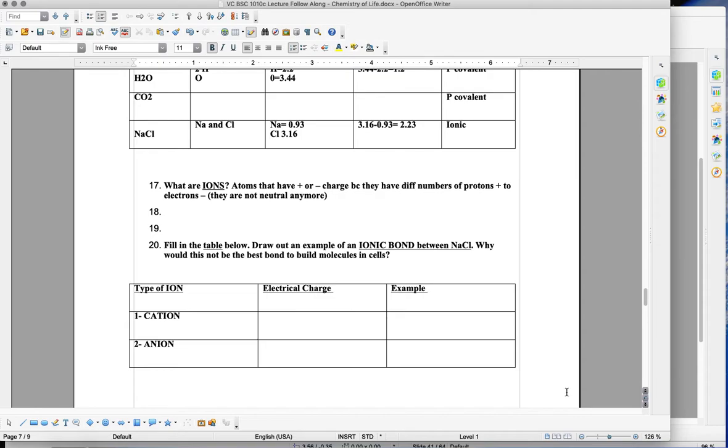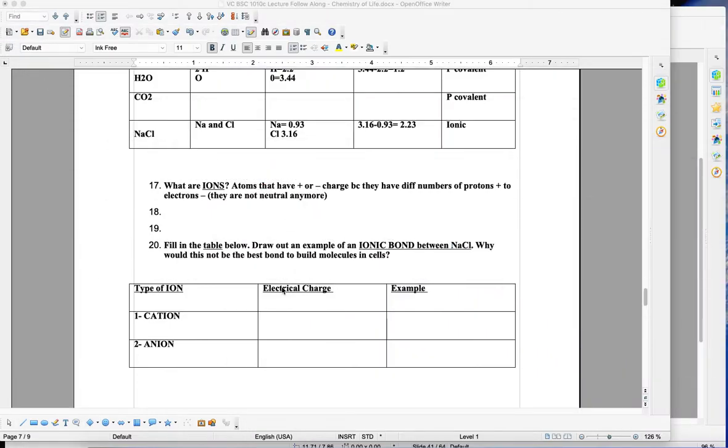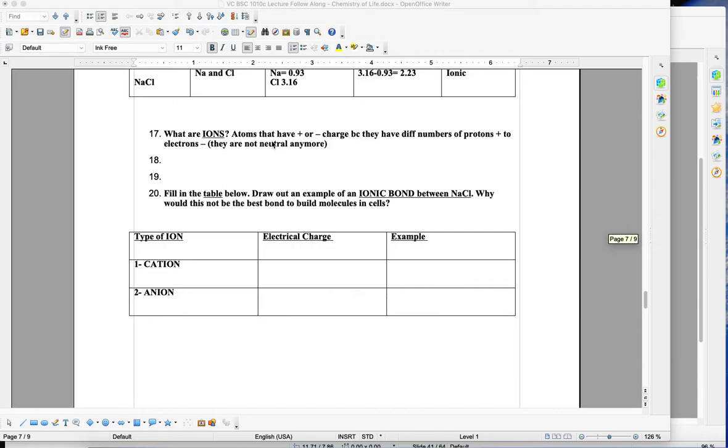Okay, because remember on the periodic table, all of these atoms that we were originally looking at are neutral, right? Because they have the same number of protons in the nucleus as electrons in the orbit. Once we start taking electrons off of atoms or giving electrons to atoms, that's when we start to get these ions, because they have a different number of protons to electrons. And so we're going to get some charge creation here. Okay, so that's what an ion is.